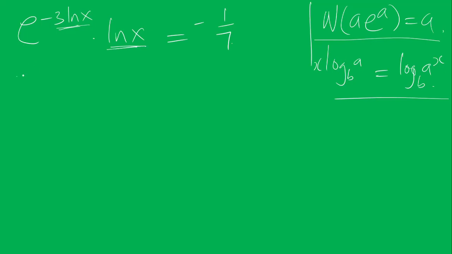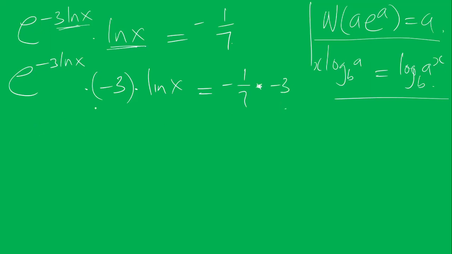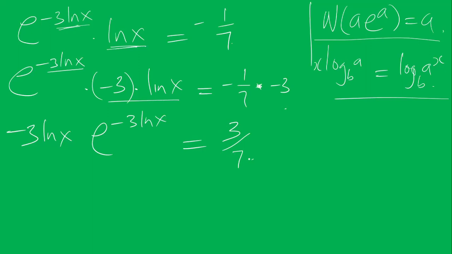Multiplying both sides by minus 3, I have now e to the power minus 3 natural log x times minus 3 natural log x is equal to minus 1 all over 7 times minus 3. So we now have this the same as this. Let me rearrange it so it will look like this: minus 3 natural log x e to the power minus 3 natural log x is equal to 1 over 7 times minus 3. Minus 1 over 7 times minus 3 will give us 3 all over 7.